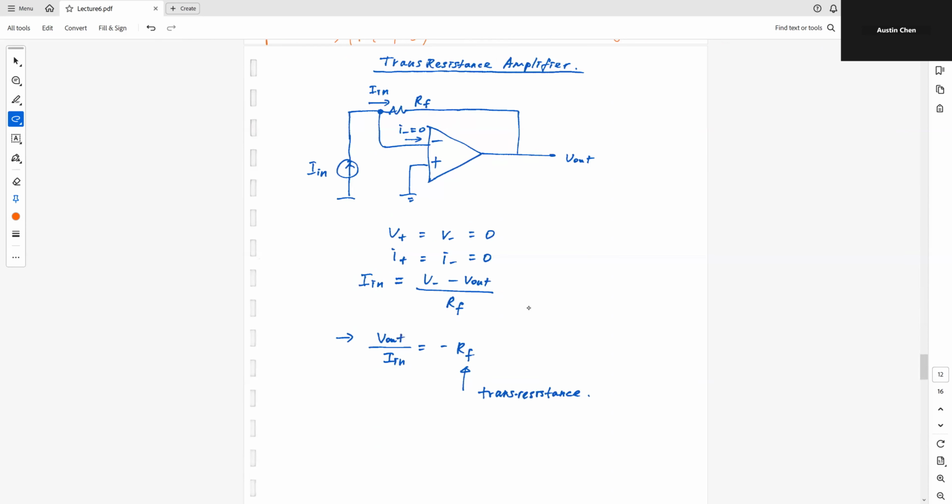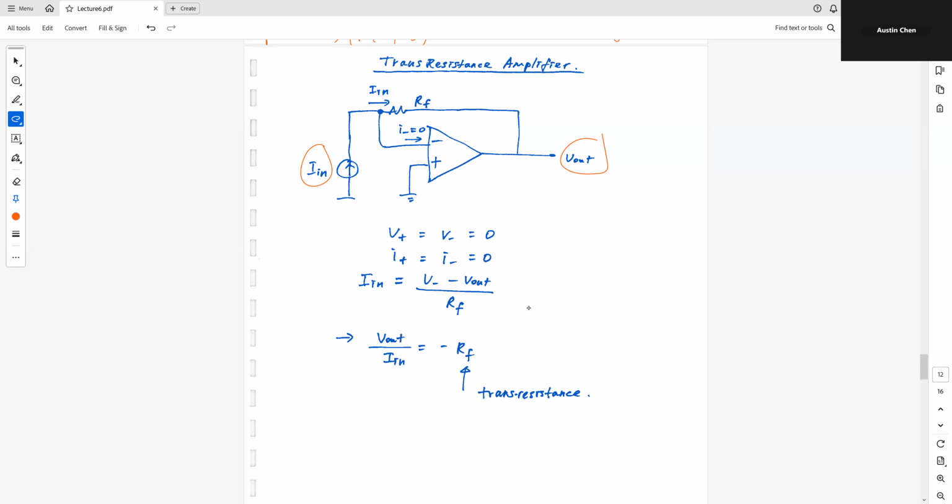Okay, so next example, we have the so-called transresistance amplifier. For the transresistance amplifier, the idea is that instead of finding the ratio of V out over V in, now I'm going to find V out over I in. So what is V over I? V over I is resistance. But we have transresistance here because it's like a transfer function, where I have my input on one side and the output on the other side.